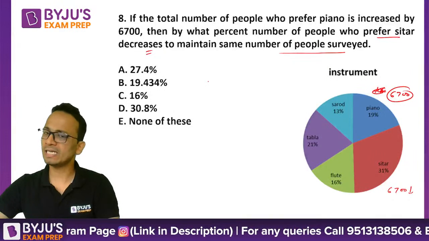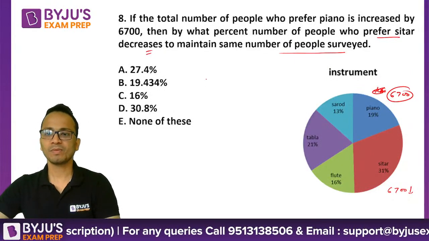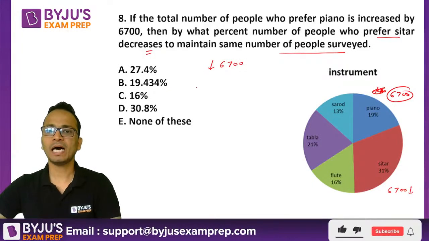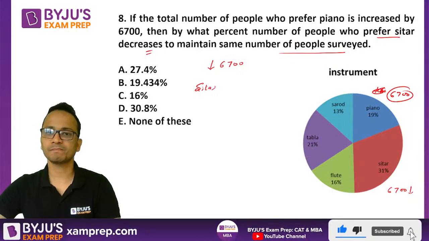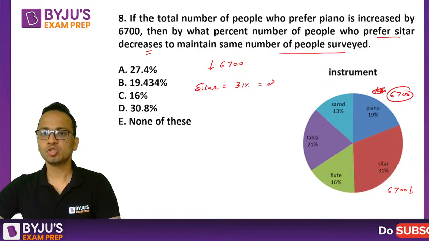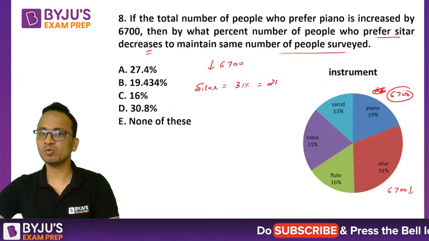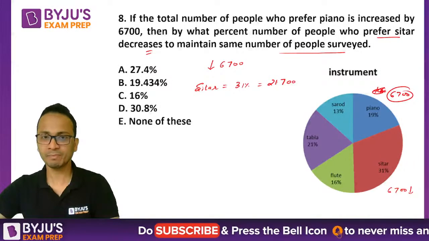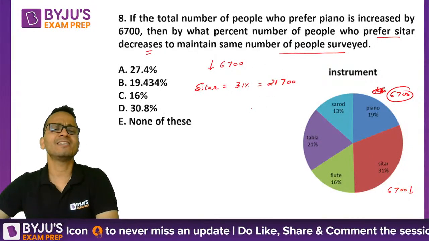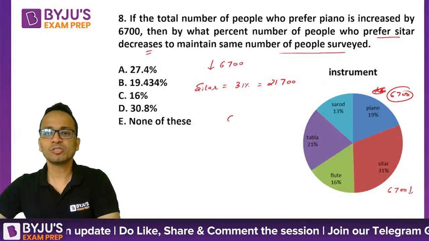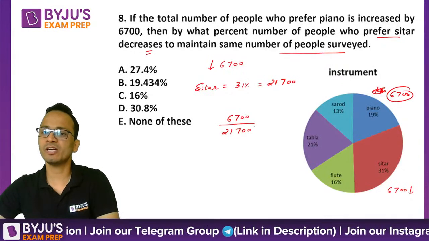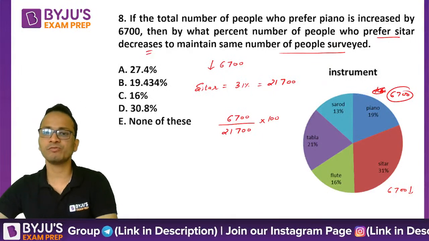So we understand that number of people for sitar should decrease by 6,700. अब सितार में ओरिजिनली नंबर ऑफ पीपल कितने थे? सितार में 31%, which was equal to 20. Yes, anyone? 21,700 हमने कैलकुलेट किया था पहले. So 21,700 को 6,700 से डिक्रीज करना है. That's it. This is what you have to calculate. So 6,700 is what percentage of 21,700? This is the expression for the answer.